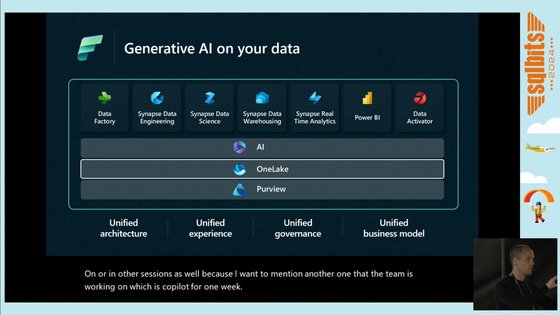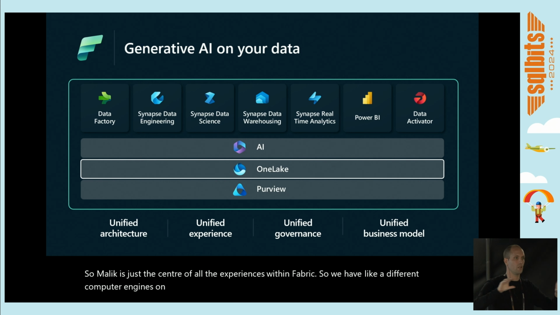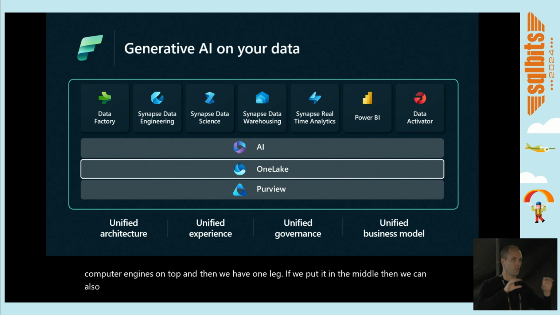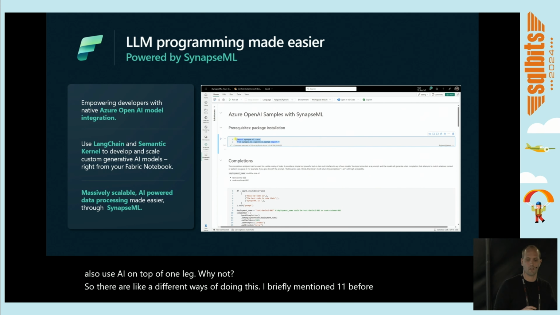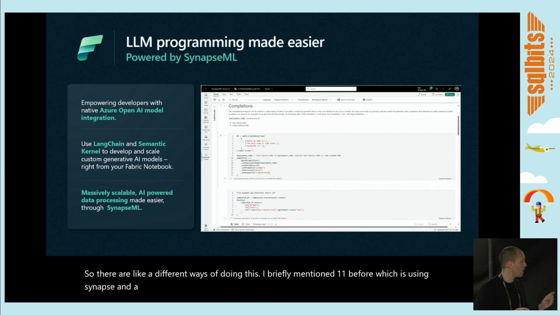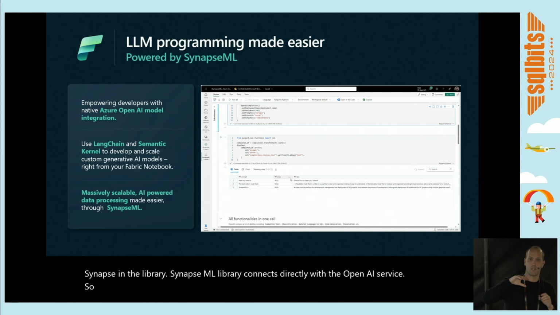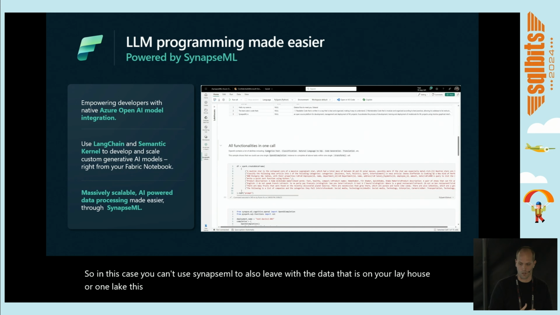So OneLake is just the center of all the experiences within Fabric. We have different compute engines on top, and then we have OneLake. If we put AI in the middle, then we can also use AI on top of OneLake. Why not? So there are different ways of doing this. I briefly mentioned one before, which is using the Synapse ML library. Synapse ML library connects directly with the OpenAI service. So in this case, you can use Synapse ML to also work with the data that is on your lakehouse or OneLake. This is the first option.